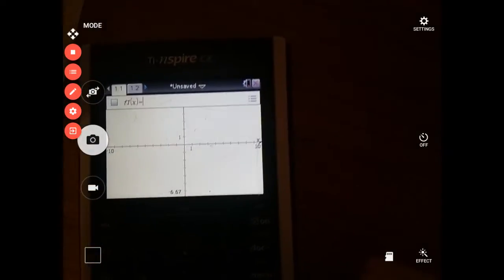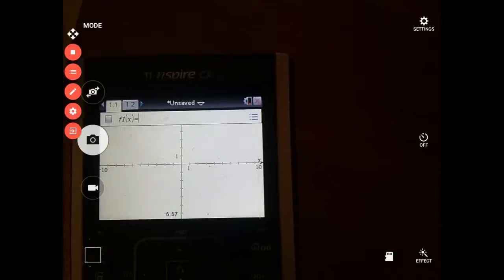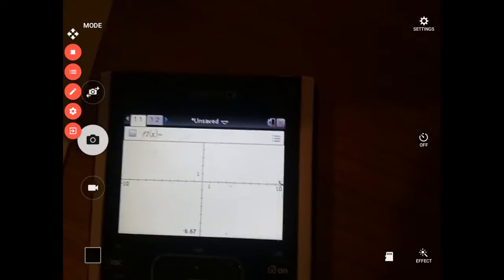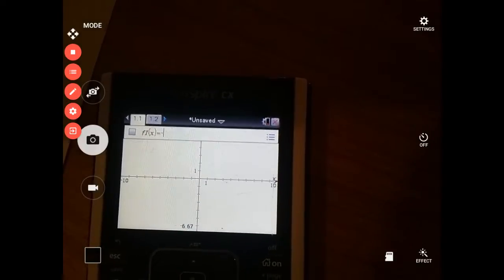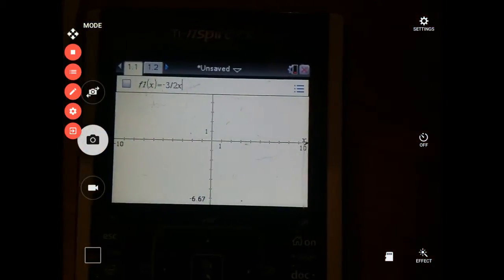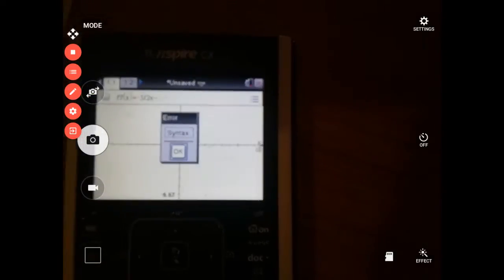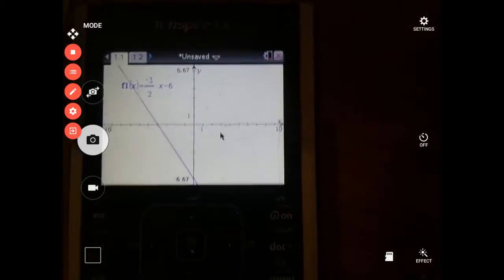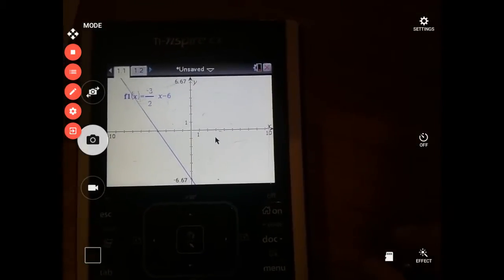Okay, f1 of x. So now that we have that entry line, I'm going to graph y equals negative 3 halves x minus 6. So really, we can just go negative 3 divided by 2, then type in x. Now, x is way down here. Okay, focus again. 3x plus 2, and then minus 6. Hit enter, and it graphs. So that looks a lot like the graph we had from the other page.